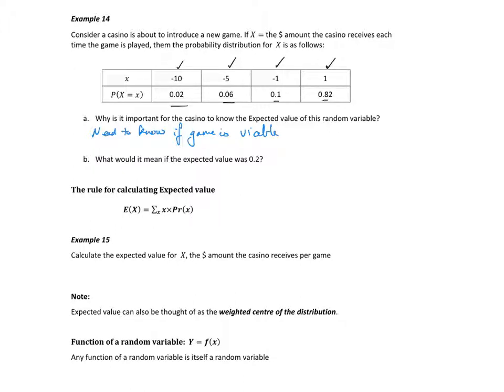Why would it mean if the expected value was 0.2? So if the expected value was 0.2, that means they make 0.2 of $1, if you like, 20 cents every turn. Okay, that's what it actually means. All right, so obviously they don't, because when you spin the dice, you either make $1, lose 1, lose 5, or lose 10. But on average, they make 20 cents per spin. So yeah, it's worth having.